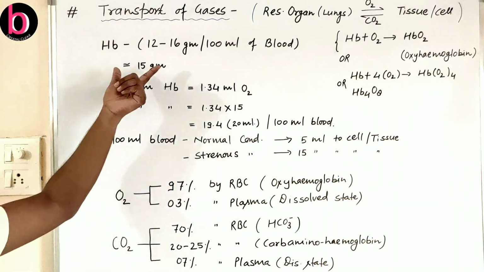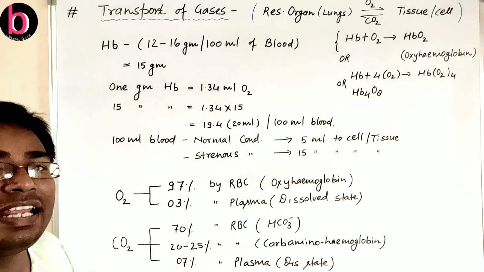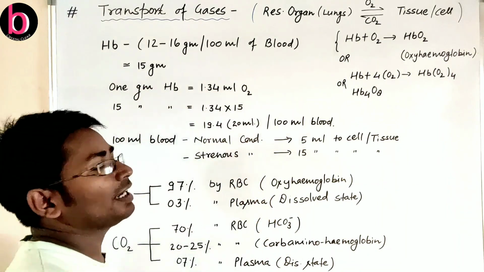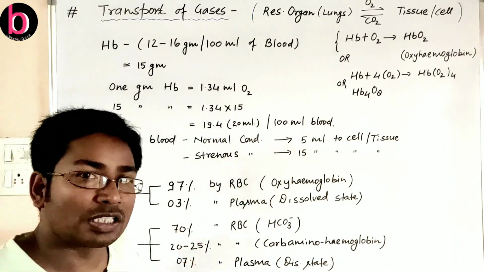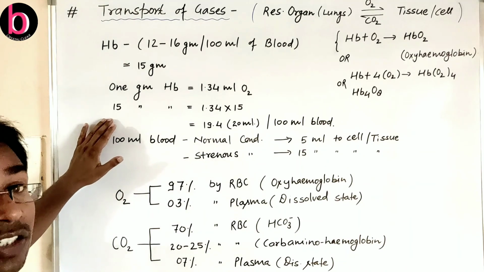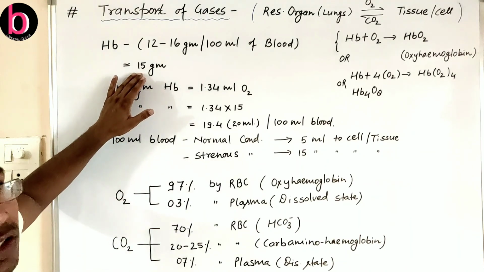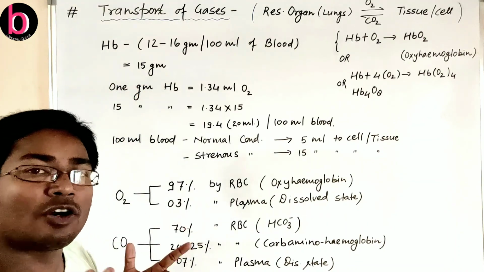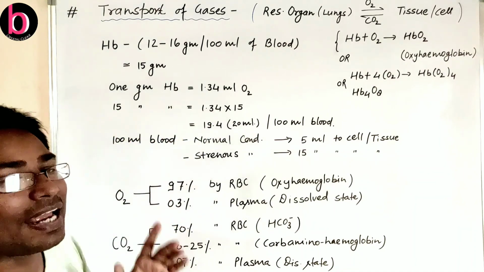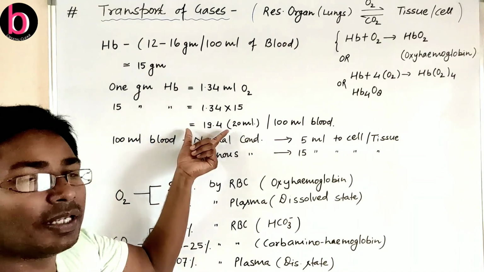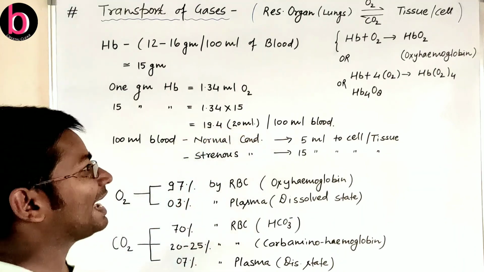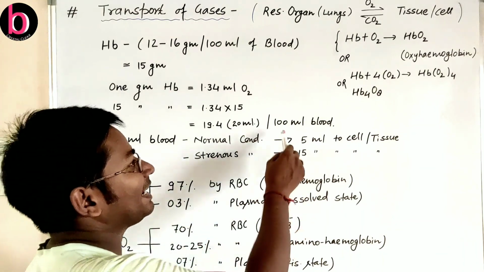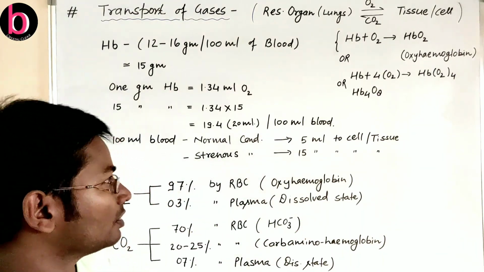Now in general 15 gram hemoglobin is considered in case of human body. So 1 gram hemoglobin is capable of carrying 1.34 ml oxygen, and here this is 15 gram. As we discussed, normally there are roughly 15 gram hemoglobin per 100 ml of blood. So 15 gram multiplied by 1.34, this will be roughly 20 ml, or exactly this is 19.4 ml oxygen that is carried by 100 ml of blood.